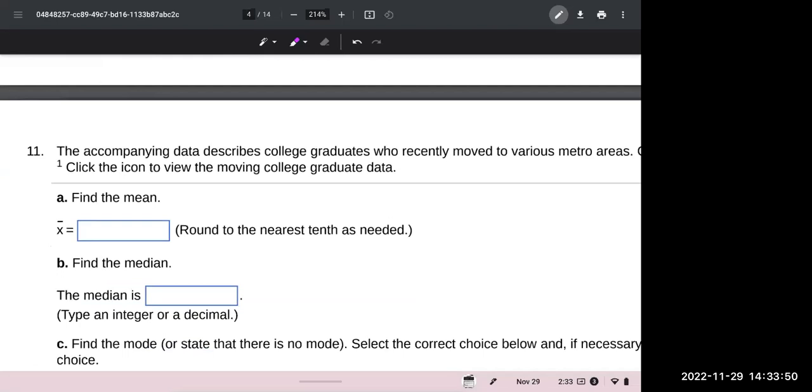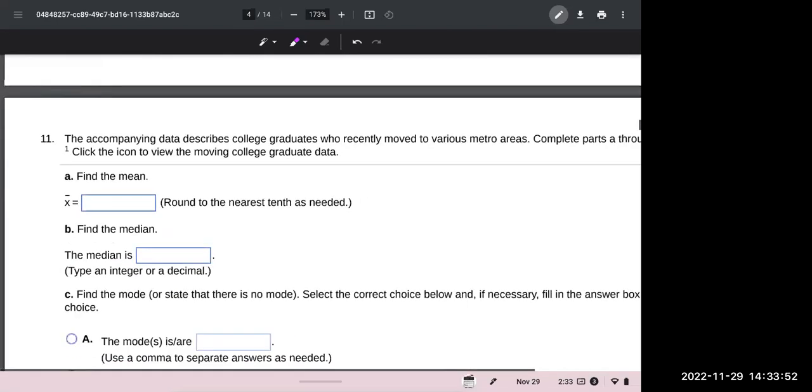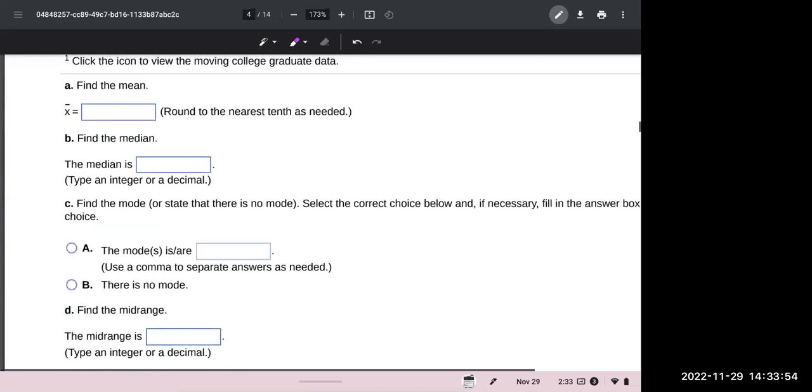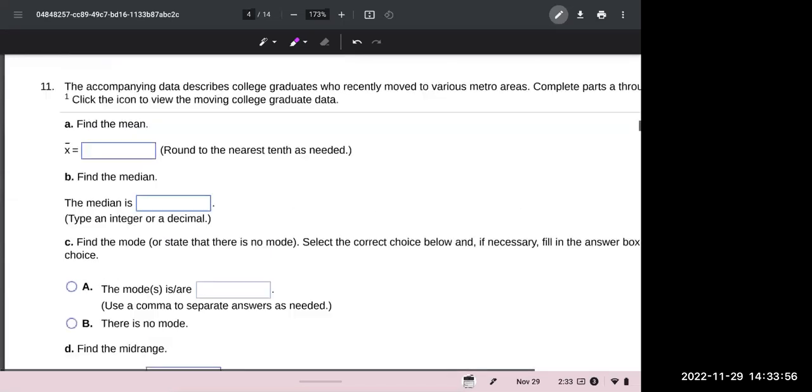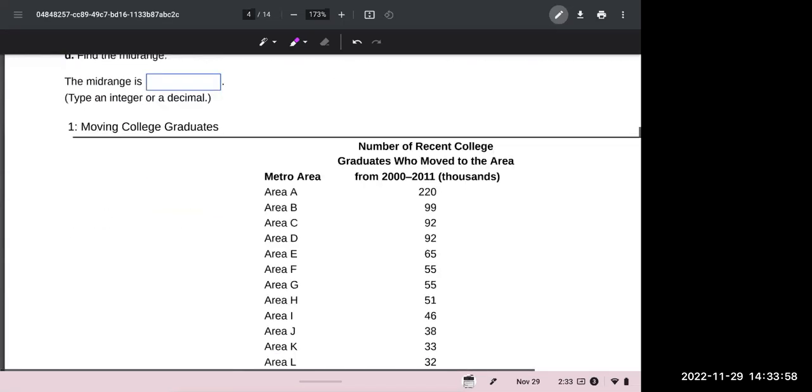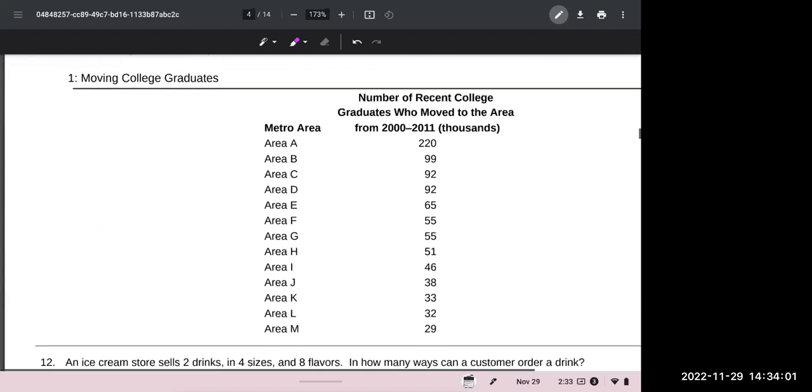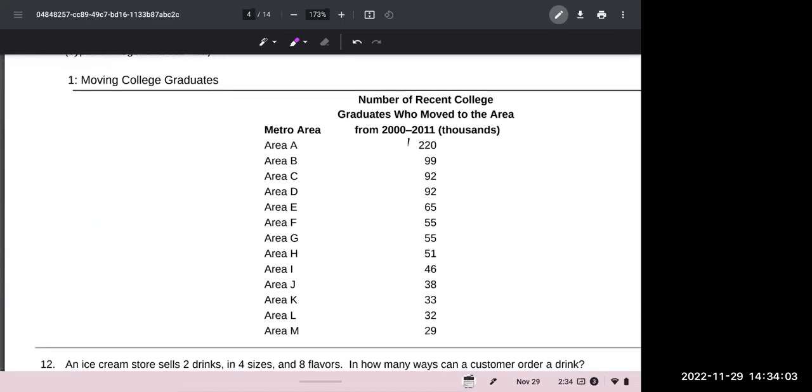Number 6, you have to do the same type of work. You have to find mean, median, mode, and mid-range. And here they give you the numbers, so you're working with those numbers. In this problem, I can tell you that those numbers are already organized, from largest to smallest. 29 is the smallest one and 20 is the largest one.